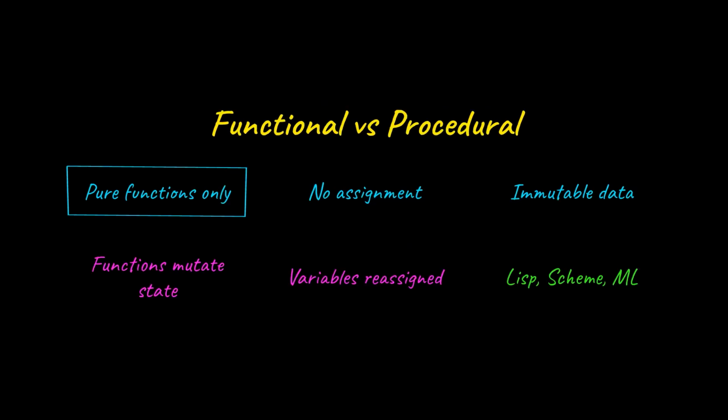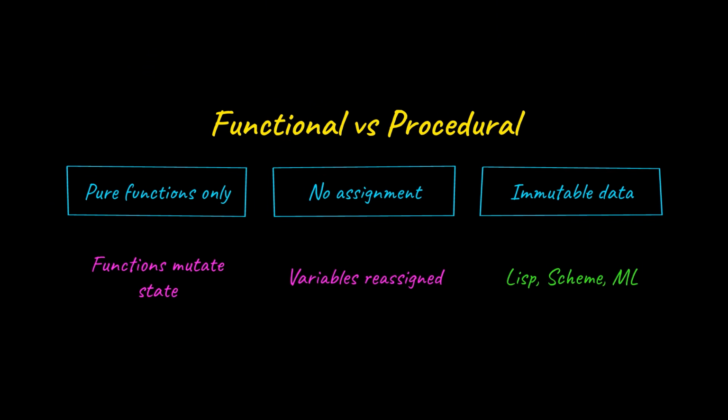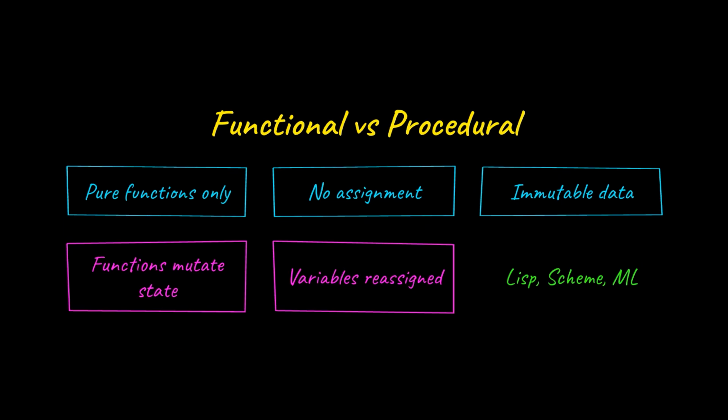The decisive clue separating functional from procedural is state. Procedural code, even with functions, still reassigns variables and mutates state. Functional code does not. Languages like Lisp, Scheme, and ML were built around this mathematical reliability from the ground up.